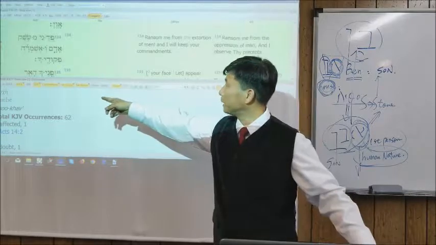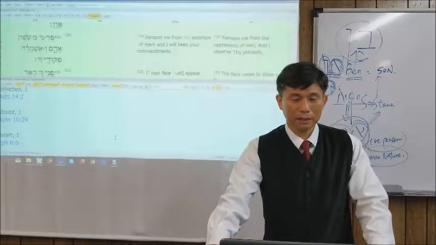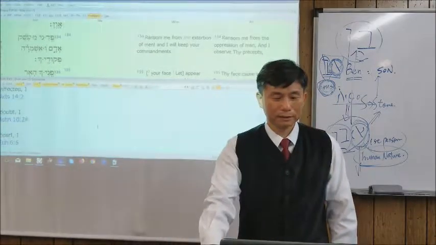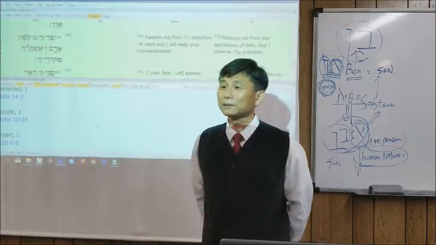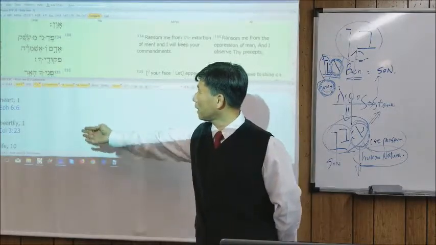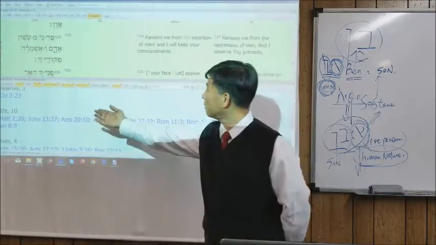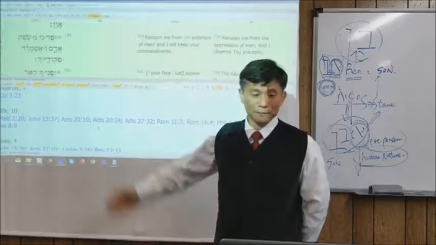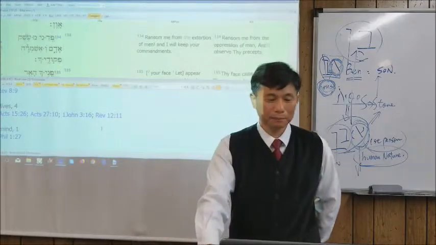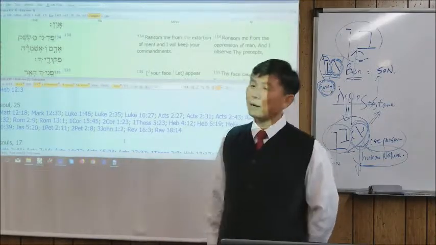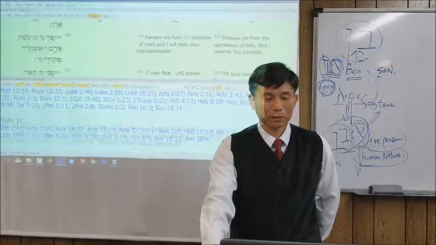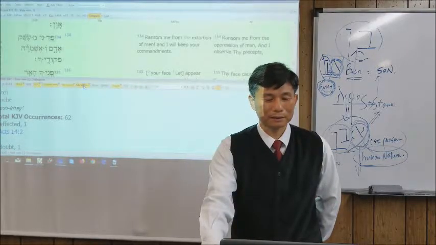You see here, psyche, right? King James shows 62 times on psyche. One time, affected. One time it even says doubt. Psyche translated as doubt, one time. And one time heart, one time heartily, and 10 times life. So life is one of the ones we are showing right now, right? And then lives, 4 times. Mind, even mind, 1 time. And soul, 25 times. And then souls, 17 times. So psyche is translated many, many different ways like this.